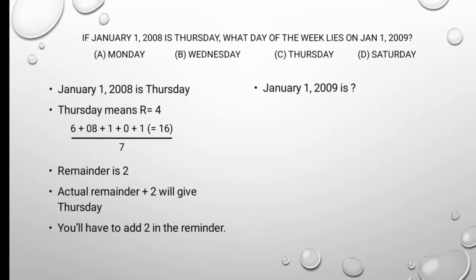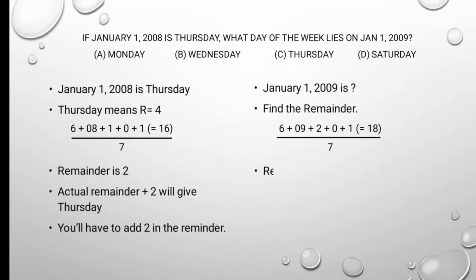So when you are calculating the date, you have to calculate the remainder, which is what? 6 plus 9, that is century years code, plus year 09, plus 2 for number of leap years, plus 0 month code for January, plus 1, that is the date. So the remainder for 18 when divided by 7 is what? 4. We don't want this 4 because in the earlier question we added 2 to the remainder. So here also we'll add 2 to the remainder to get the actual date.